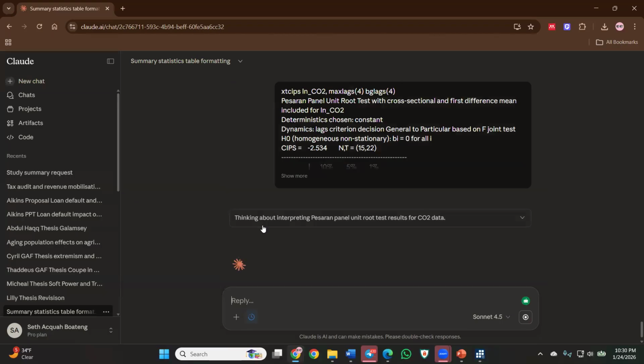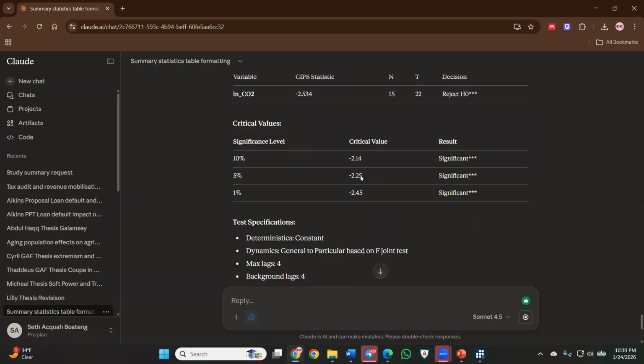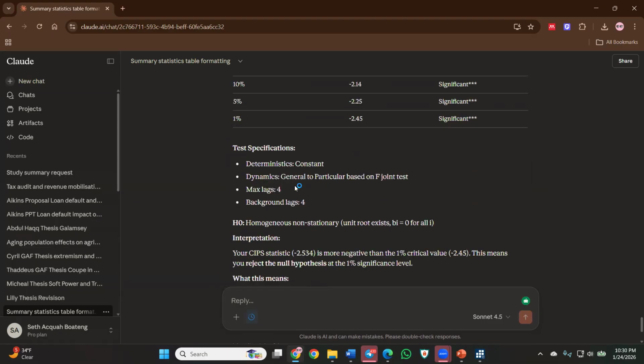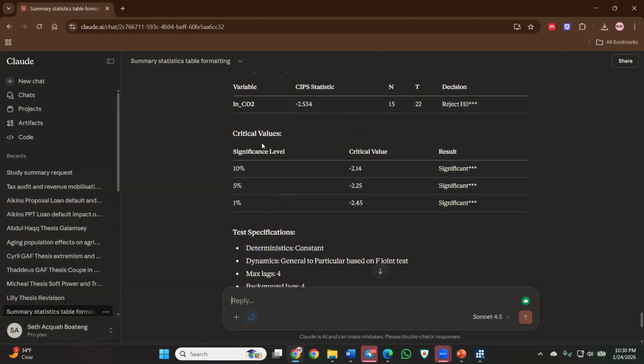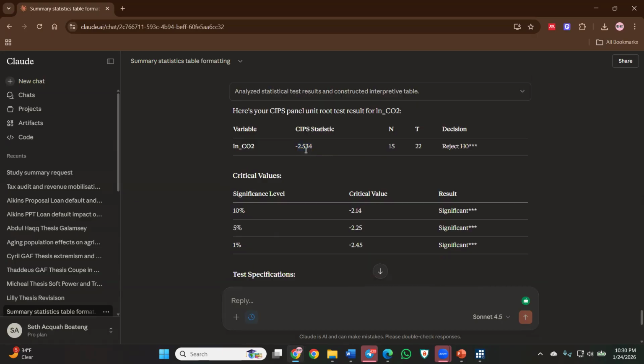Let's interpret it and see. Okay, so we can see that it's the same thing. So for the statistic value, please use absolute. Forget the negative before it and use absolute. So you realize that for CO2, 2.53 is greater than 2.14, and the 5% 2.25. That means the variable is stationary at level. Stationary at level.